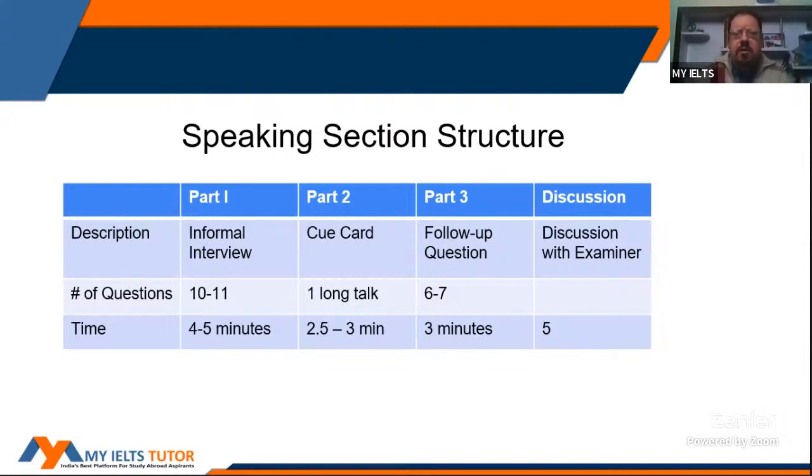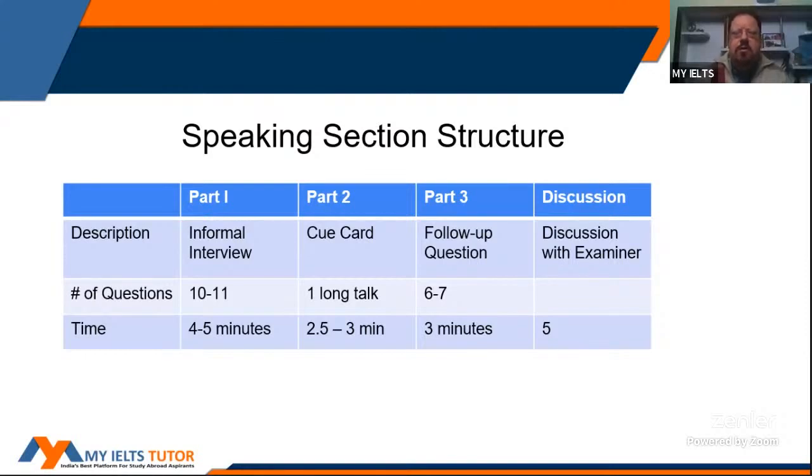So this is what is known as general questions. General questions are basically simple questions that can be answered very simply and short, and you get 6 to 7. Usually the topics for the general questions are about you. They'll start off asking you about your home or your studies or your work, and then move off to other subjects as well. This lasts about 4 to 5 minutes.